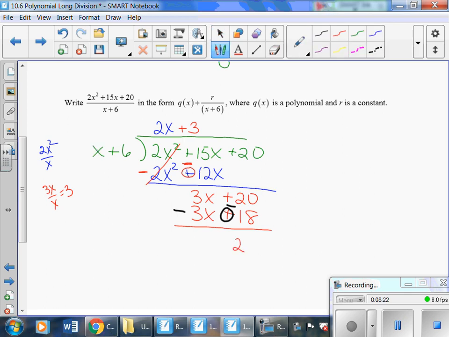So in this case, they want it in the form q of x means the quotient. So 2x plus 3 is my quotient right here. This is what I'm looking at. Plus the remainder, which is 2 over my x plus 6, which is what I divided by.